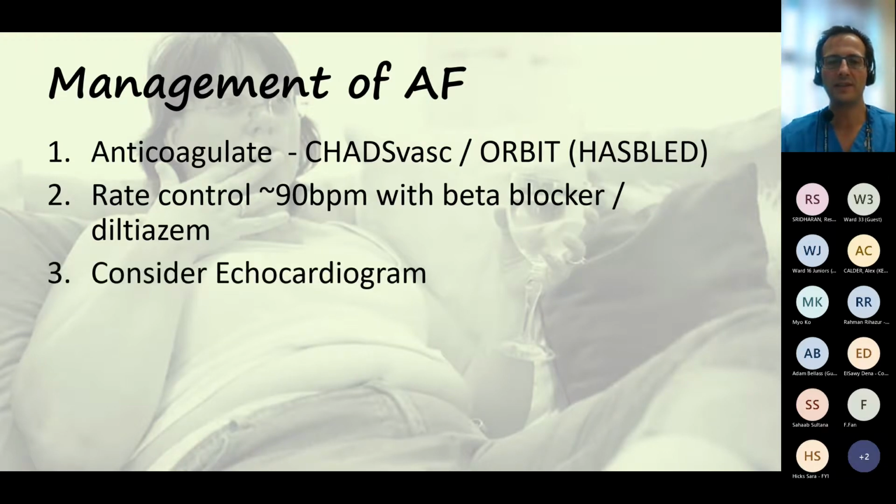Point 3 is consider doing an echocardiogram. Now, the latest NICE guidance doesn't really recommend an echo for everyone, and I suppose that's reasonable given that AF affects such a vast number of patients. But the thing is, why have you got the AF? If you're 20 and you're fit and healthy and you've been binge drinking alcohol all weekend and then you go into AF on the Monday, then, you know, it was the alcohol that did it. Do you really need an echocardiogram?